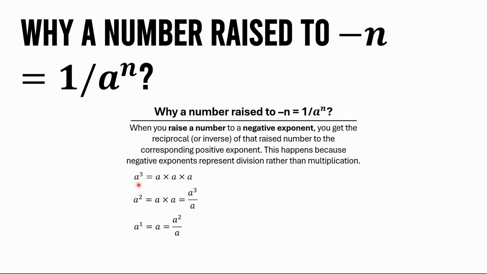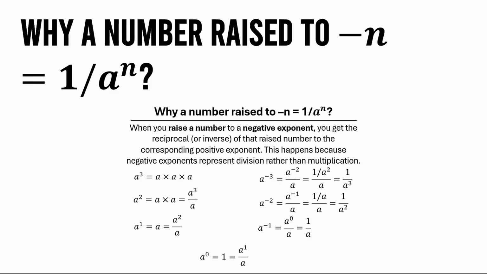Here we have a to the power of 3, which equals a times a times a. Here we have a to the power of 2, which is a times a, or it can also be written as a to the power of 3 divided by a. And we have a to the power of 1, which is a, which we can also write as a to the power of 2 divided by a.